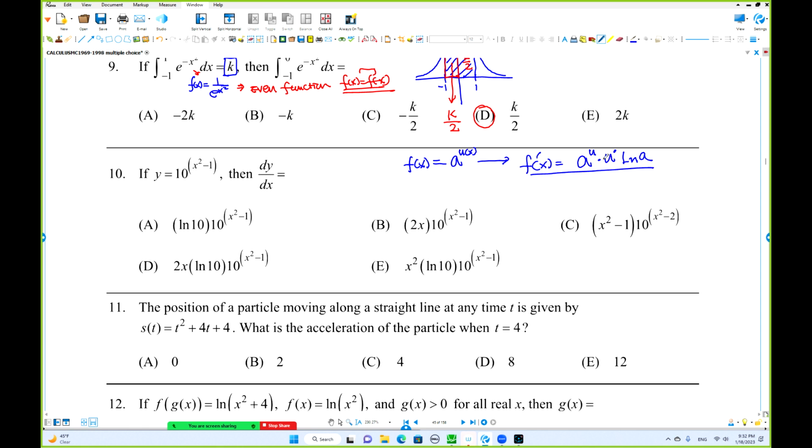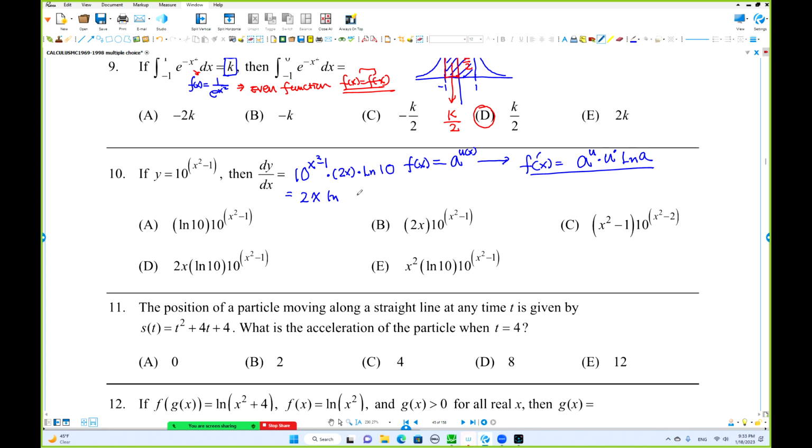But this one, dy dx is what? 10 to the same exponent, x squared minus 1, times u prime. How much is u prime? 2x. After that, you multiply by ln 10. Move the 2x to the front, so it looks nice. The next one is ln 10.